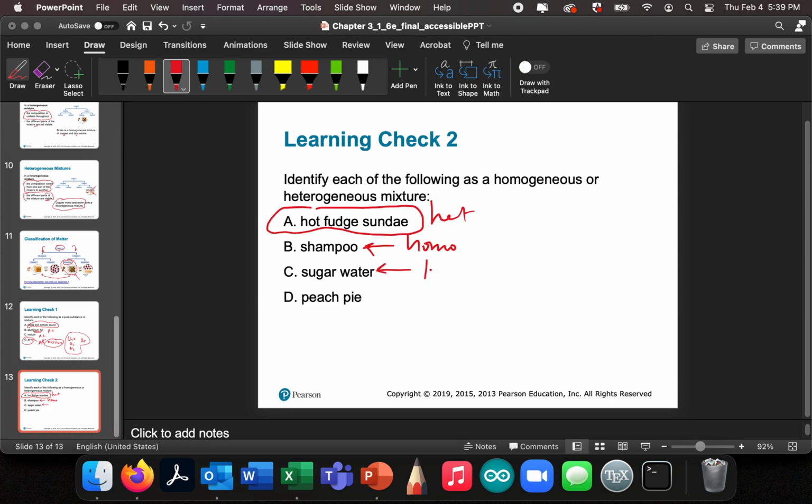Sugar water is definitely homogeneous, right? That is, unless it's got sugar flakes at the bottom, right? But let's suppose it's just plain sweet water. It's going to be homogeneous. What about peach pie? All right, that's definitely heterogeneous, right? You got peaches, and you got syrup, and you've got crust, and whatever else, okay?